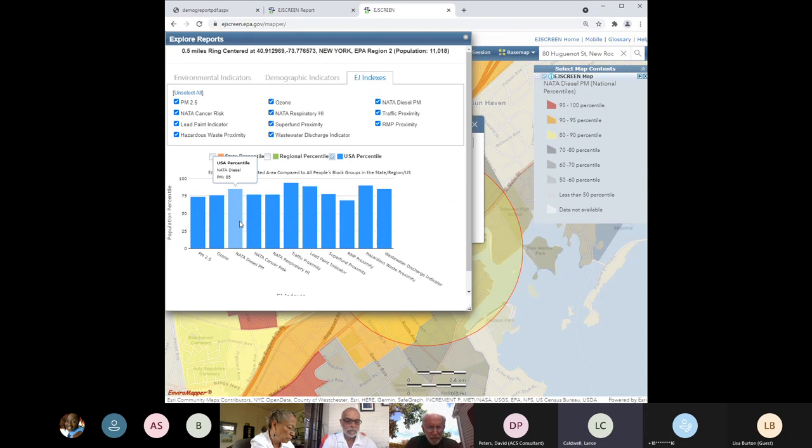So if something's above the 80th percentile in any one of these, that almost triggers us to pay particular attention to that area and say, the people living here, the community here, is really being quite disproportionately affected by this. You can see there are at least 5 indicators above the 80th percentile. So if we were doing an analysis of this area using EJSCREEN alone, we would definitely say that this area likely has environmental justice concerns, and this is helping to see that.